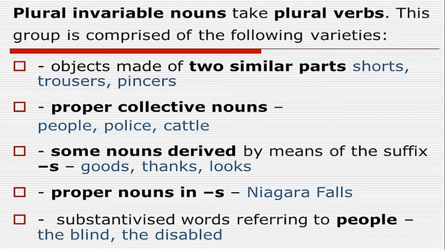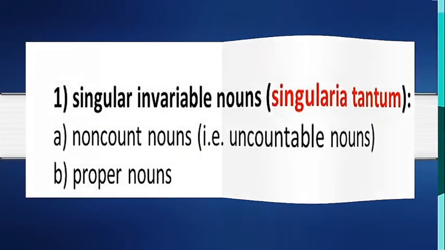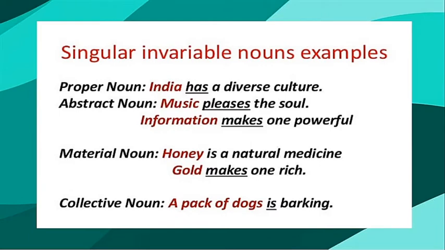Another type of invariable noun is when an adjective is nominalized. So we have examples like the blind, the disabled. So this substantive use of an adjective is an example of invariable noun. So we have plural invariable nouns and singular invariable nouns. Plural invariable nouns take plural verbs, while singular invariable nouns take singular verbs. Look at the examples on your screen.